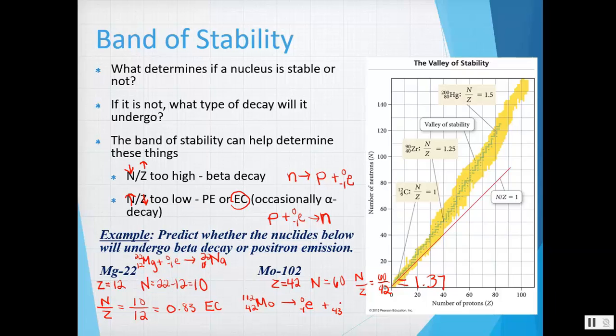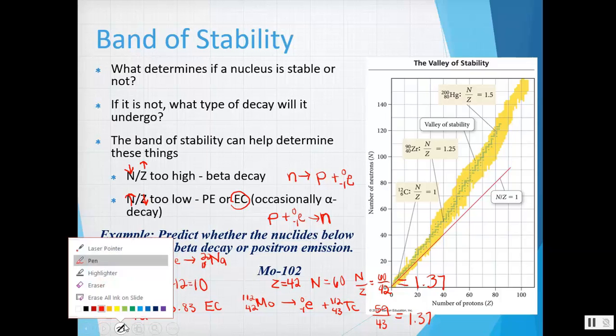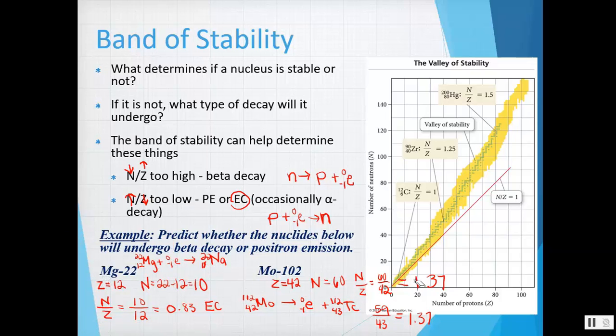Our atomic number, again, when it goes up by 1, we change the element, but our mass number is going to stay the same. So now our N to Z ratio, we have 43 protons and 59 neutrons, and that's going to decrease our N to Z ratio to 1.37. And I wrote down the wrong thing, so you guys probably saw this, but this is actually 1.42.